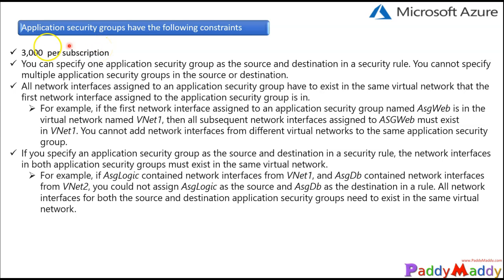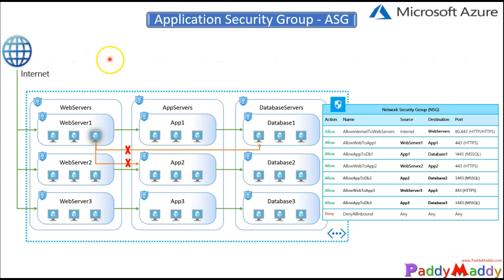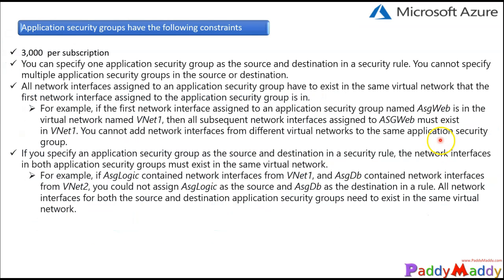Per subscription you can have 3000 ASGs, and you cannot go more than that. That's a limitation from Microsoft Azure. And you can specify one application security group as a source, but you can't have multiple sources. In this case, you can create web server 1, but you cannot have web server 1 and 2 in the source or in the destination. That's this bullet point.